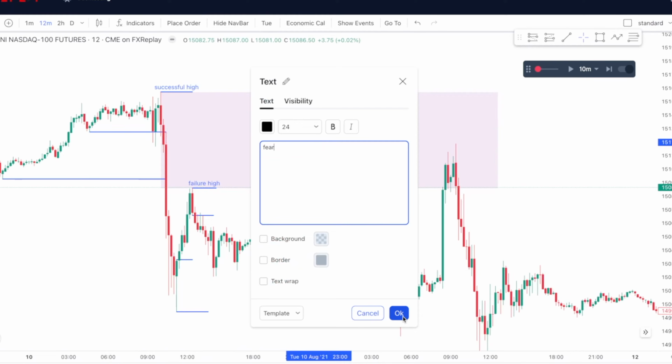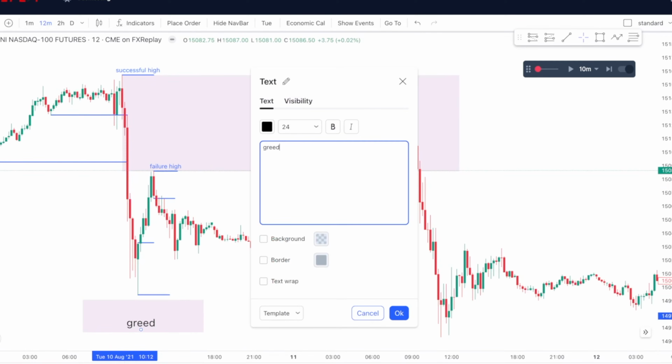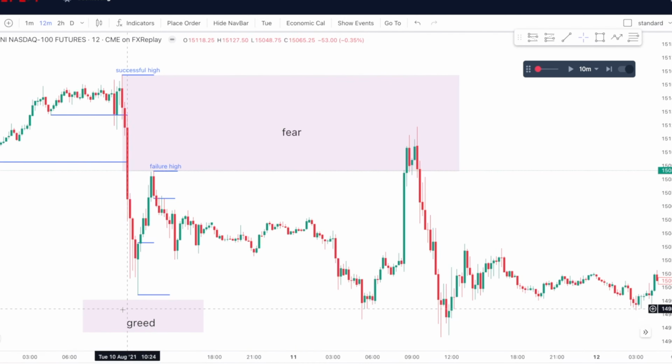With the invisible zone being above price, we will label it as fear. So obviously if the invisible zone is below price, we're going to be labeling that greed. We'll call it the fear box and the greed box.